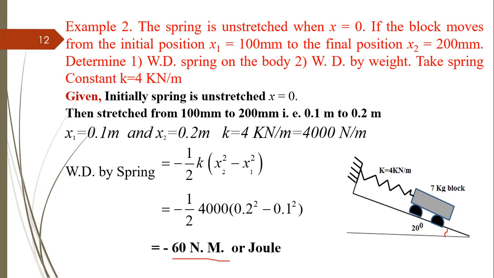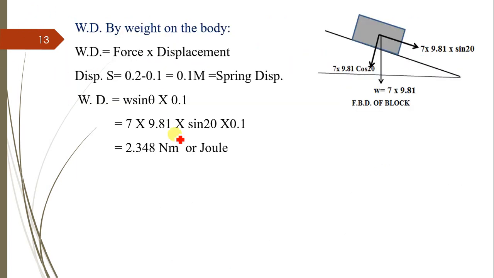Second, it is asked to find the work done by the weight. To find the work done by the weight, the weight of the block is acting vertically downward, that is, mass 7 into 9.81, and the angle of inclination is given as 20 degrees. So the weight is resolved into components as 7 into 9.81 into sine 20 and 7 into 9.81 into cos 20. Here we have to consider the work done by the weight on the body.